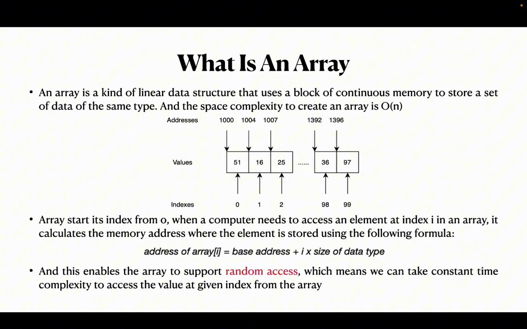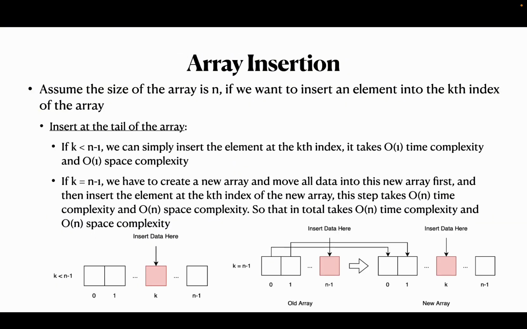And this property enables the array to support random access, which means we take constant time complexity to access the value at a given index from the array. Now let's talk about array operations. The first one is array insertion.